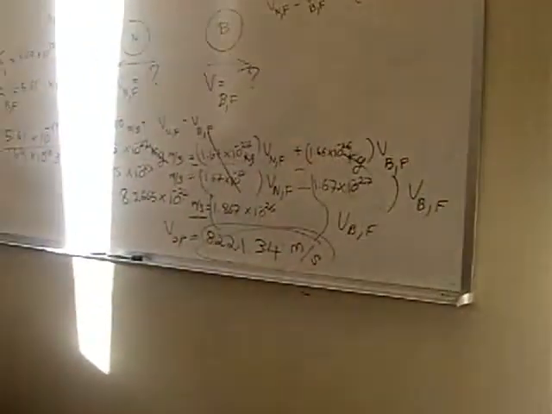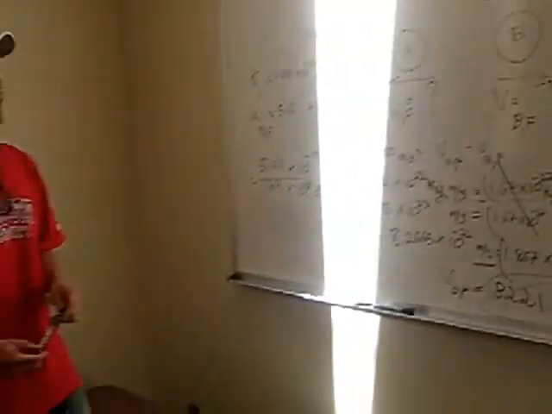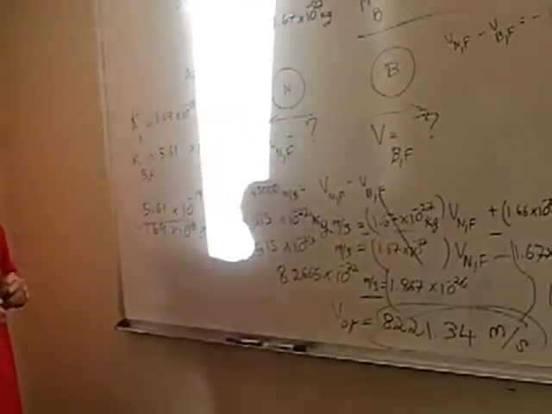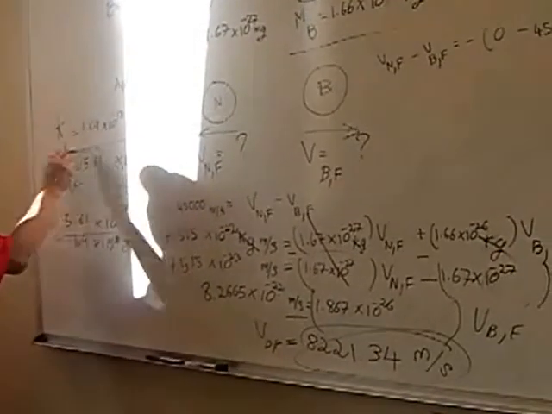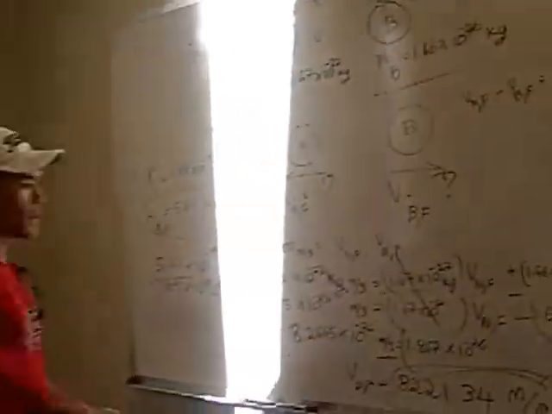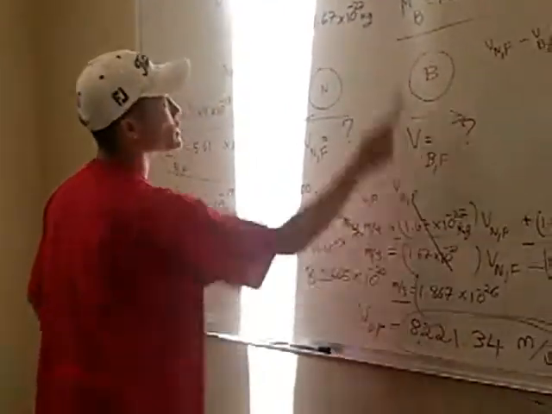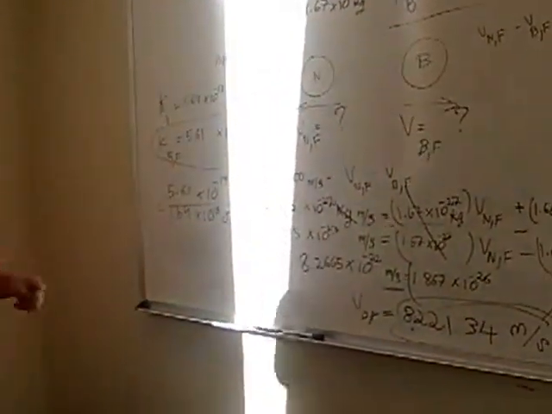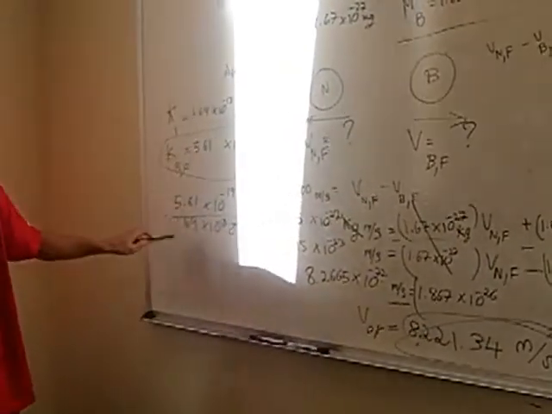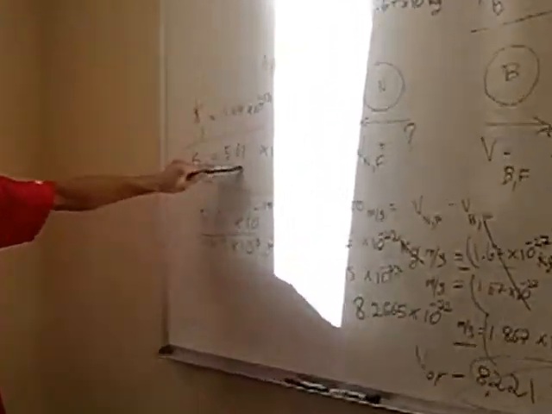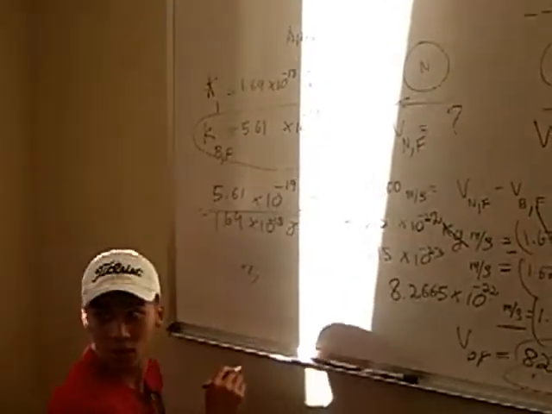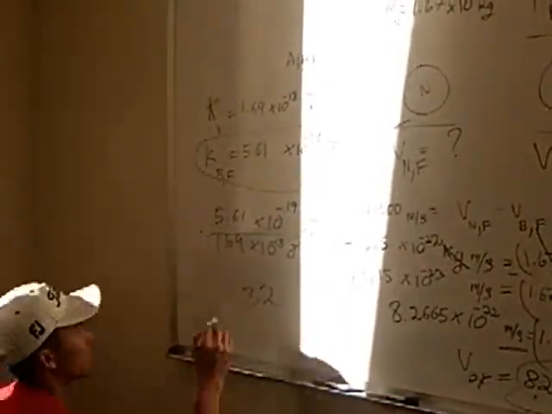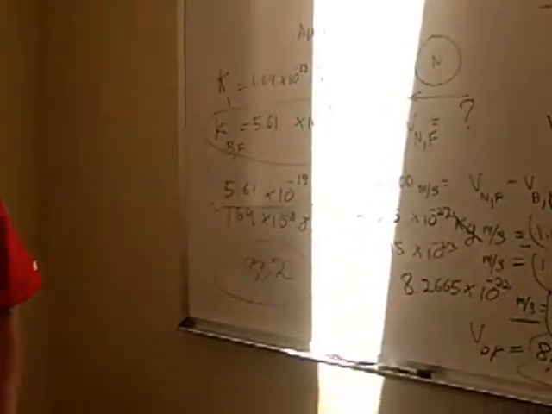And then now we can find the final kinetic energy of the boron. We find the kinetic energy of boron right here by taking the final velocity squared times the mass divided by 2. Remember the kinetic energy formula. And in order to find the fraction, you divide the final by the initial. So my answer is 0.332. Yeah, so that's the answer.